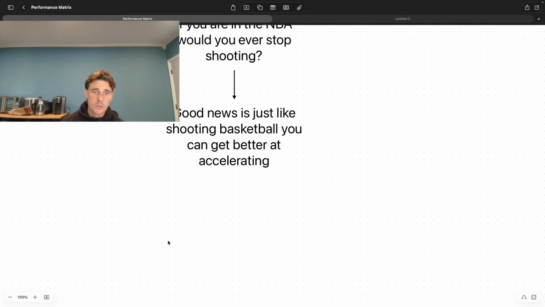Now, good news here is, and we tell all of our athletes this, just like shooting a basketball, acceleration can be improved at a fast rate. You can continue to improve your acceleration regardless of where you're at in your career. Professionals still get better at shooting a basketball. Professionals still get better at running faster and accelerating if they train it correctly.